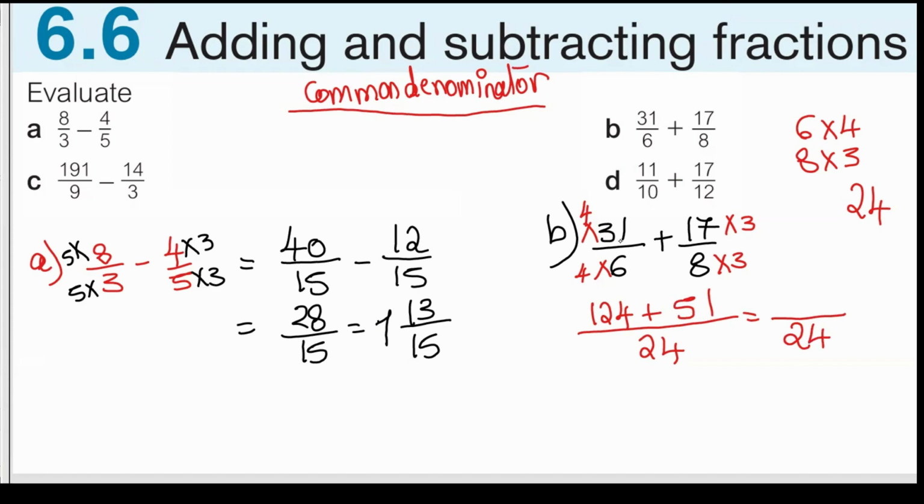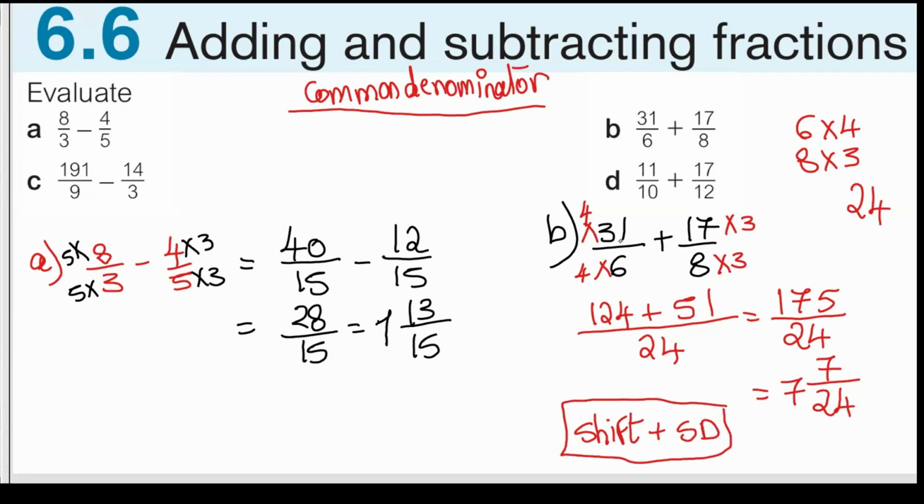And then you have 51 plus 124, which will be 175. Remember, you cannot leave it like this. You have to turn it into a mixed number, which will be 7 7 over 24. If you are confused on how to turn this on your calculator, you can use Shift plus SD, and then this allows you to convert between decimals, fractions, and mixed numbers.